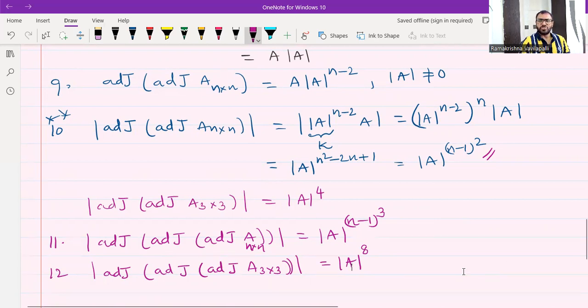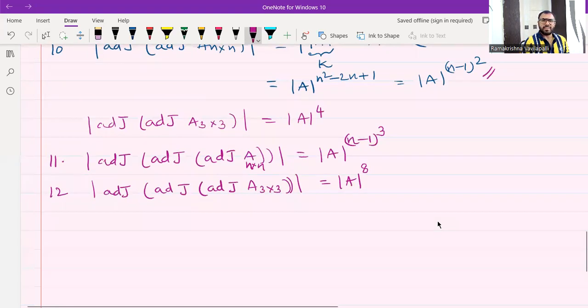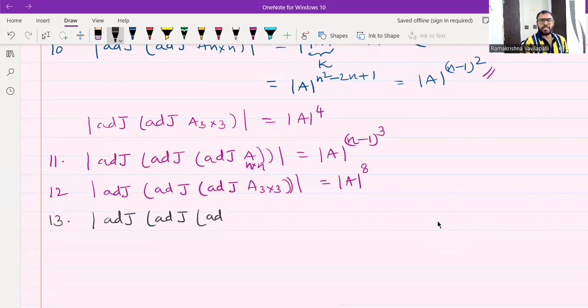In this way, you can take even 4 adjoints also. Once you understand the concept, you can increase the number of adjoints. So adjoint of A, because they are asking these many adjoints in the exam. 1, 2, 3 parentheses from the left side, right side also 3 parentheses. This is equal to det A to the power of n minus 1 whole to the power of 4.